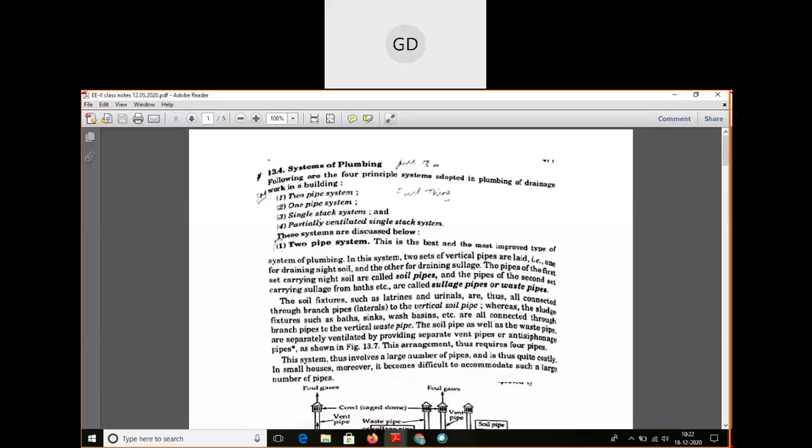So what is a two pipe system? It is the most improved type of plumbing system. Okay, so in this system, what happens? Two sets of vertical pipes are laid. One pipe is used for draining the night soil, and the other is for draining the sludge. Night soil and sludge terms I have already explained at the beginning of your wastewater treatment, when we discussed it. I have already discussed what is sludge and what is night soil, okay.